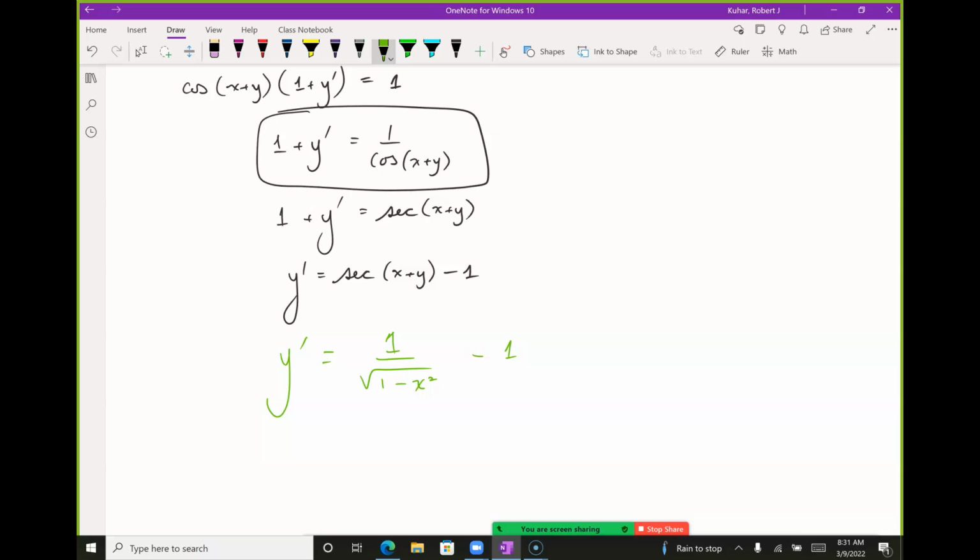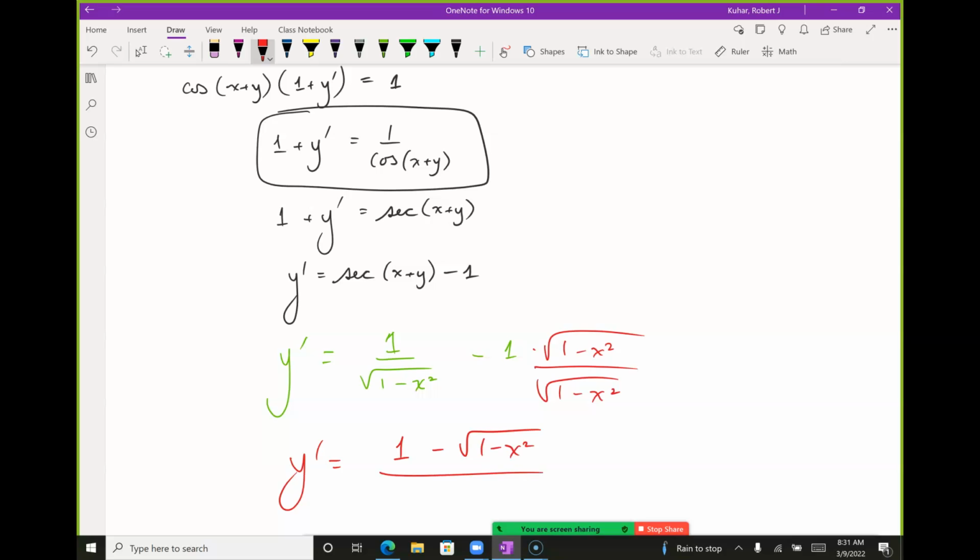but I want you in the habit of, if you have more than one fraction, get me a single fraction. So I'm going to use an LCD here. The first fraction has an LCD of square root. I need the second fraction to have the same denominator. And so there's my nice final answer: 1 minus square root of 1 minus x squared, all over the square root of 1 minus x squared.